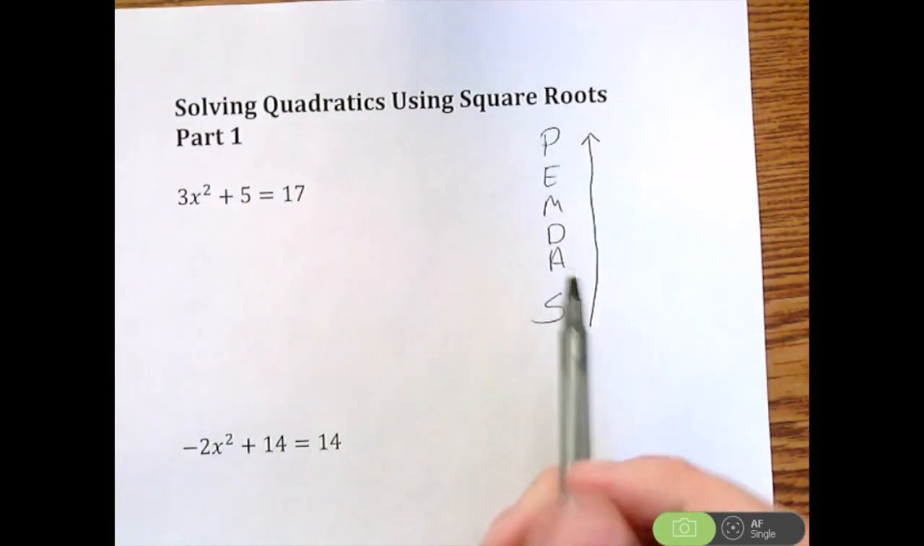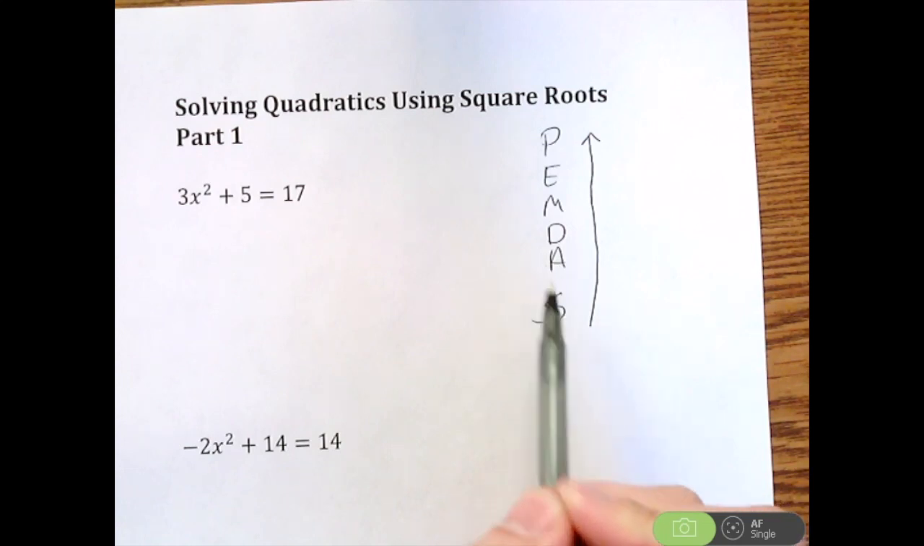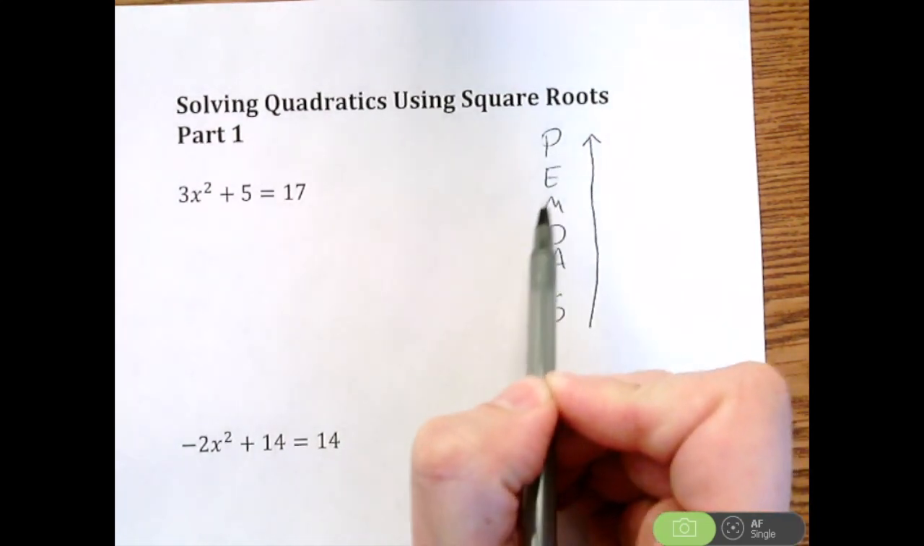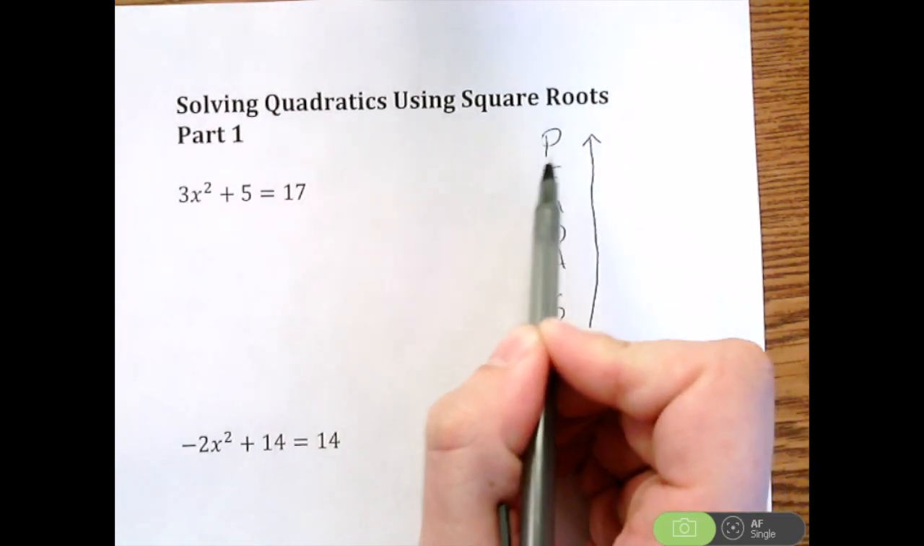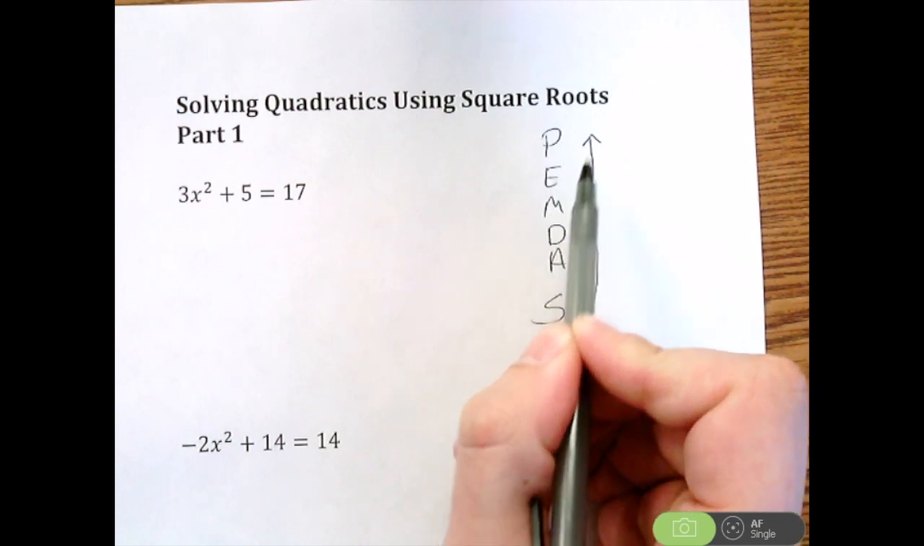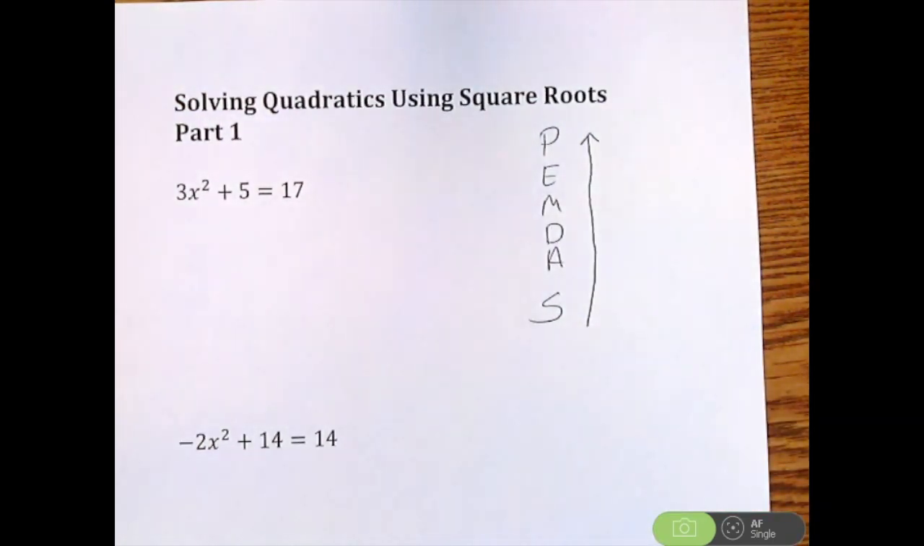So wherever the x is, we want to get rid of any addition, subtraction first. Then we'll get rid of any multiplication, division. Then we'll work on the exponents. And then finally, if there's any parentheses, we'll work on anything inside the parentheses last.